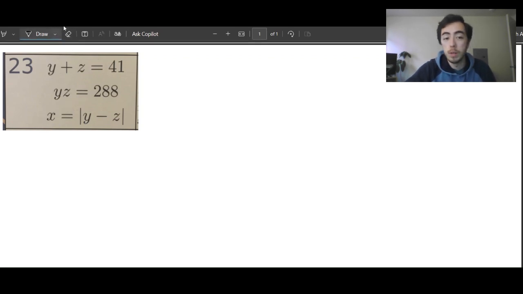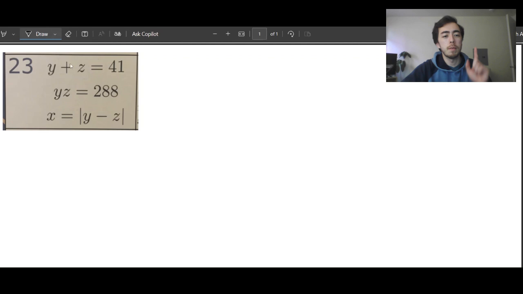So we have two numbers, y and z, that add together to get to 41. So their sum is 41, and when they multiply together, they get 288, or their product is 288. And then finally, once I figure out what these numbers are, it looks like if I subtract the two and then take their absolute value, I should get today's date, which is 23.